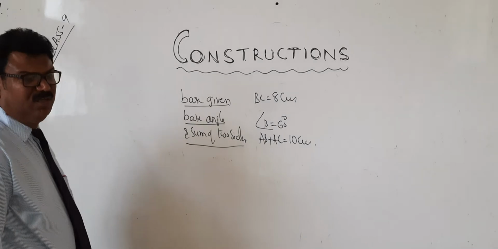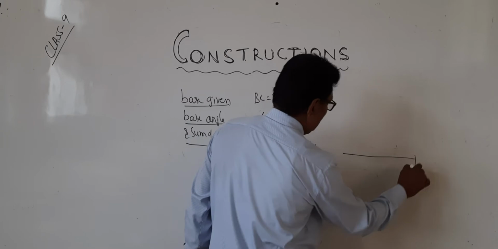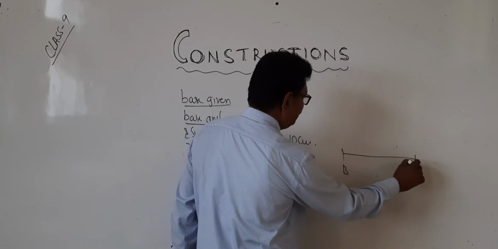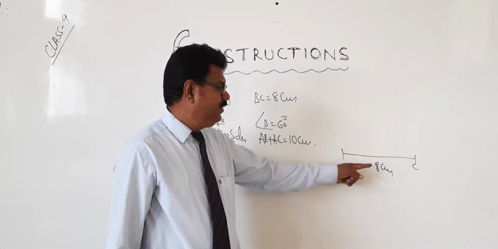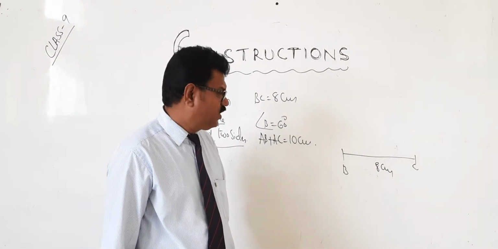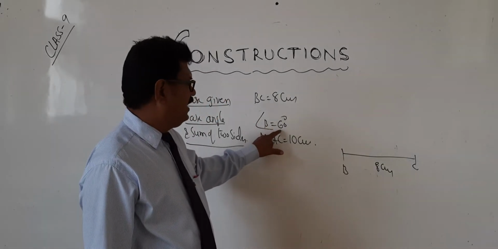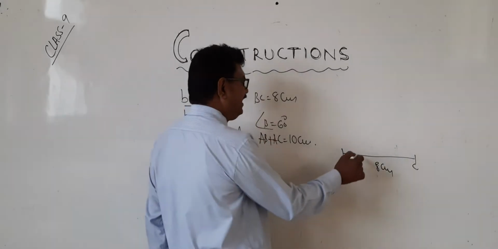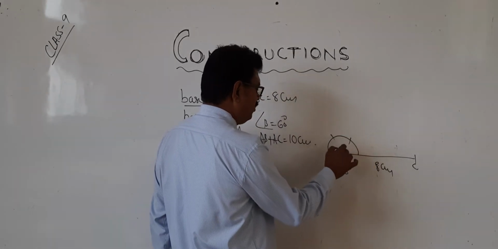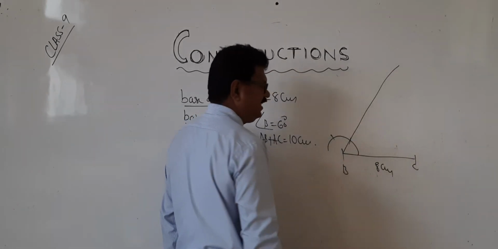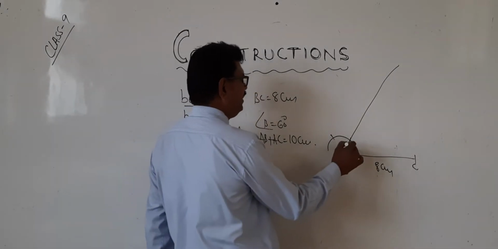Very simple. Okay? First you construct the base. How much is the base? BC, 8 centimeters. All of you draw BC 8 centimeters. Now take your compass. Angle B equal to 60 degrees. Draw 60 degrees like this. Draw one arc. Next cut this over. The first one is nothing but 60 degrees only. Did you understand?